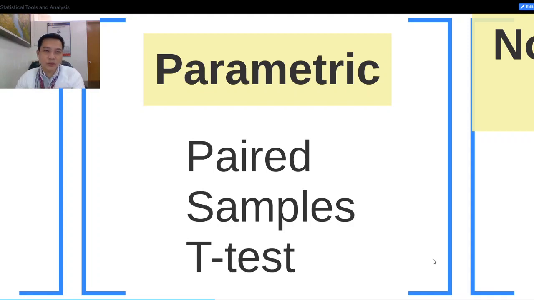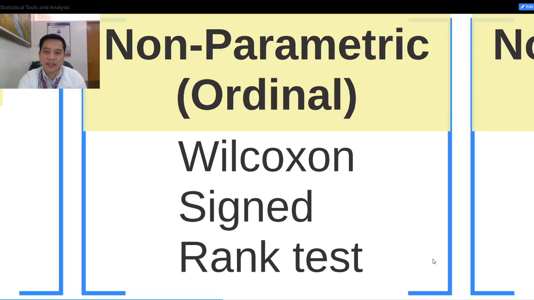Now, what if your data are not numerical? Instead of pre-test scores, you have pre-test ranking and post-test ranking. That becomes ordinal. Hence, the type of test you will be using is a non-parametric test. And instead of a paired sample t-test, you'll be using the Wilcoxon signed rank test. Again, it's the Wilcoxon signed rank test. It's a signed rank test because instead of scores, you have the ranking. You have the degree. You have an ordinal set of data being compared.